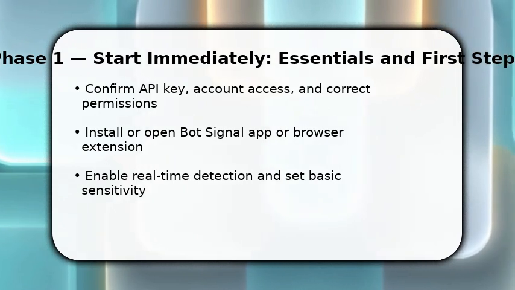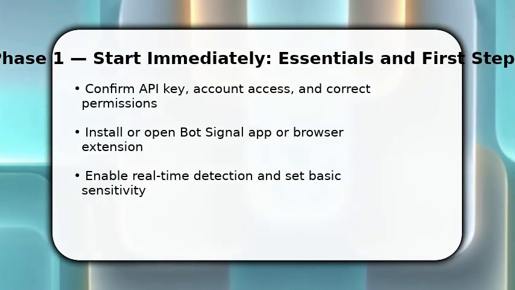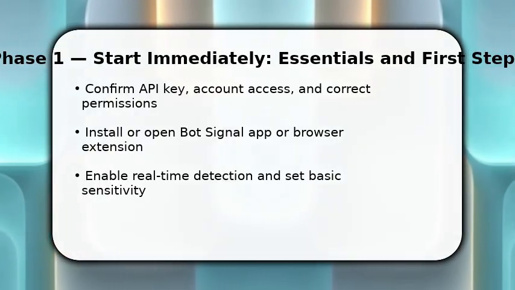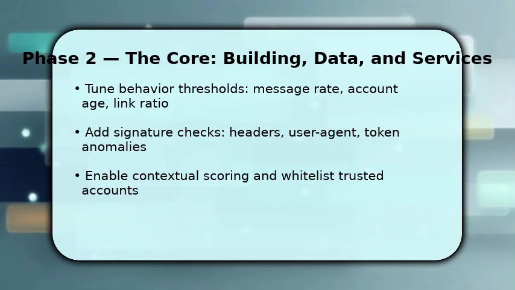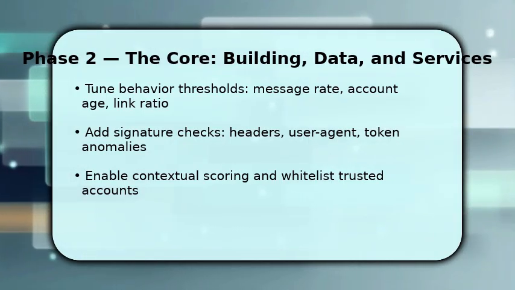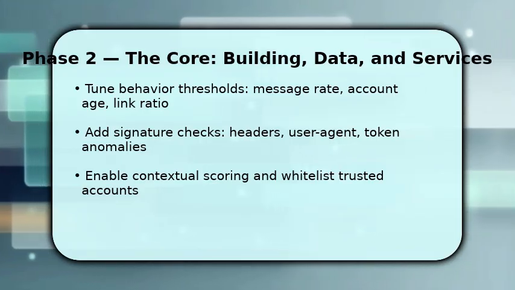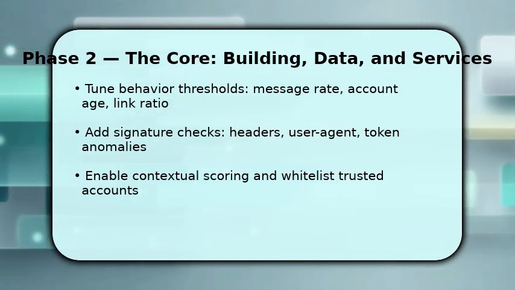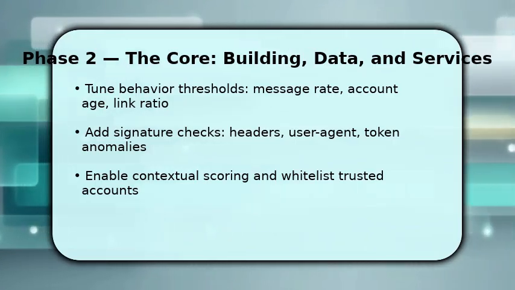Now refine how the system decides. Adjust thresholds for message rate, account age, link ratio, and repeated phrases because rigid rules miss nuance. Once done, layer signature checks, user agent, header inconsistencies, and token anomalies to catch disguised bots. Make sure to enable contextual scoring so actions weigh together rather than trigger on a single flag. Also add trusted accounts to your whitelist to avoid false positives. Monitor the scoring dashboard and iterate sensitivity.